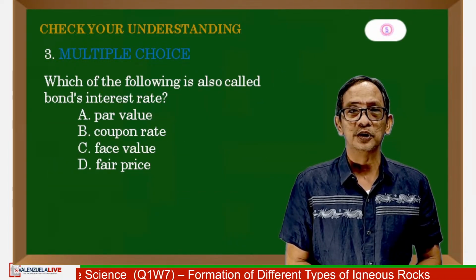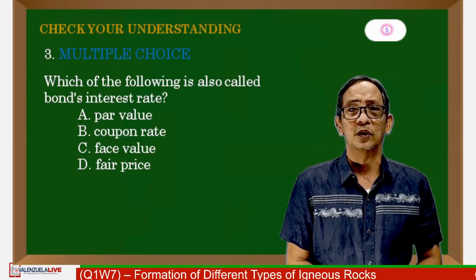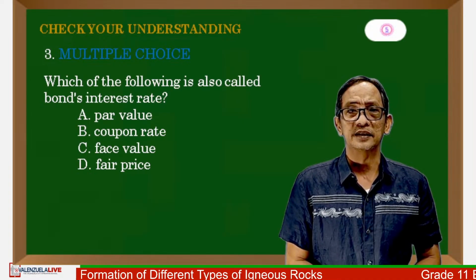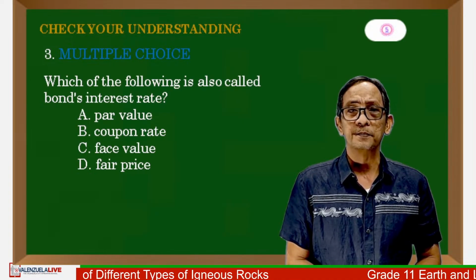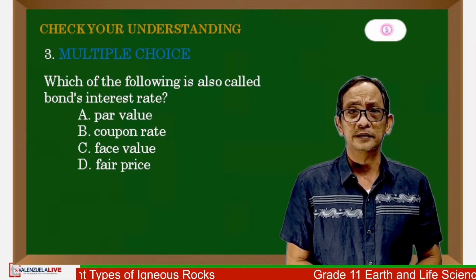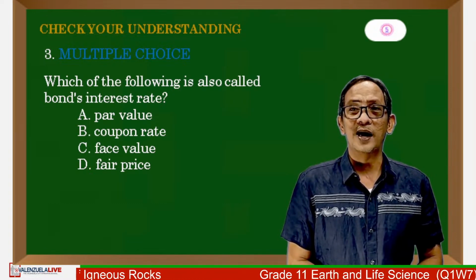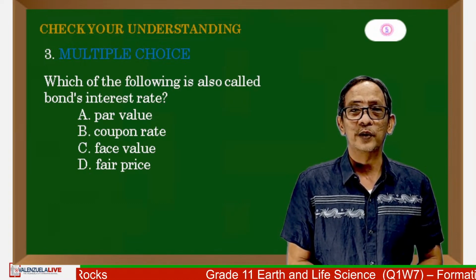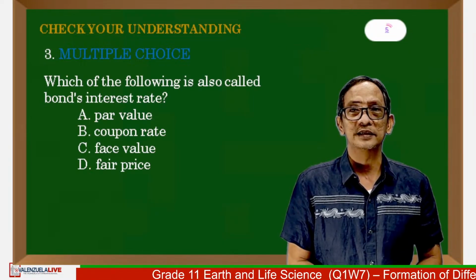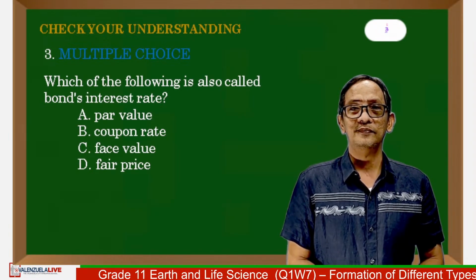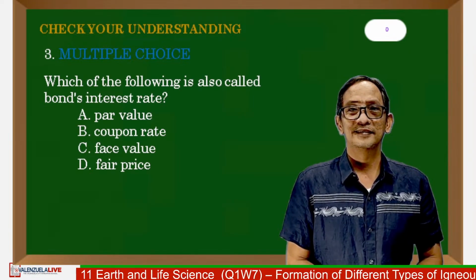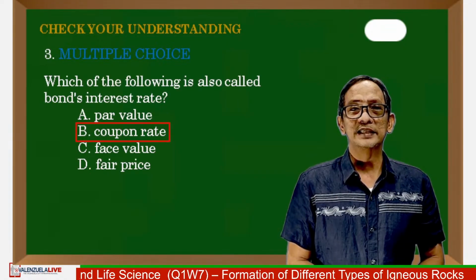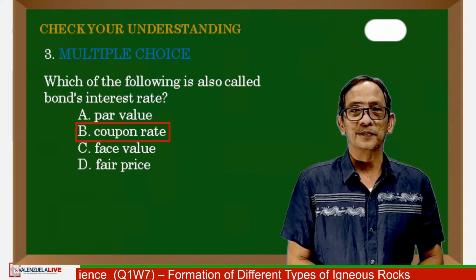Number 3, multiple choice. Which of the following is also called bond's interest rate? Letter A, par value. B, coupon rate. C, face value. D, fair price. 5 seconds. If your answer is B, then you are correct.